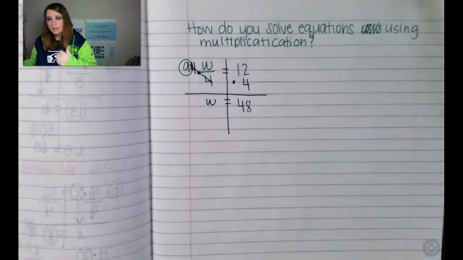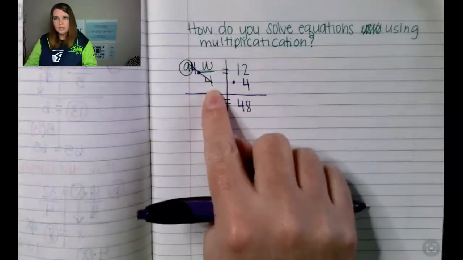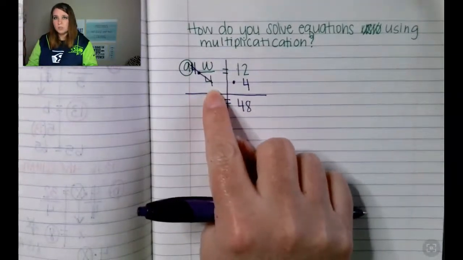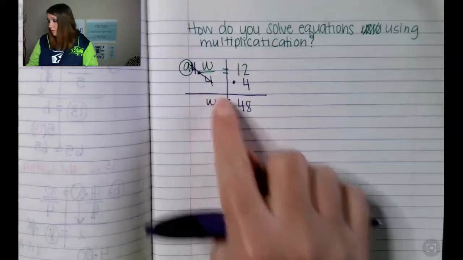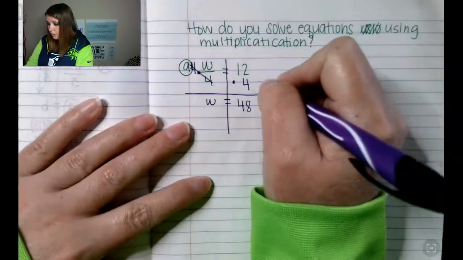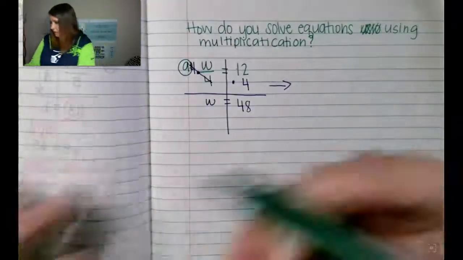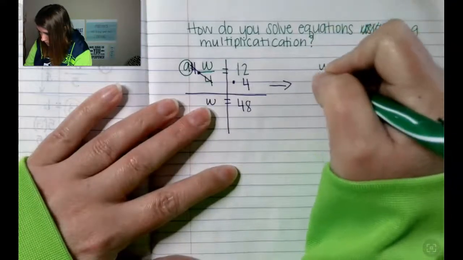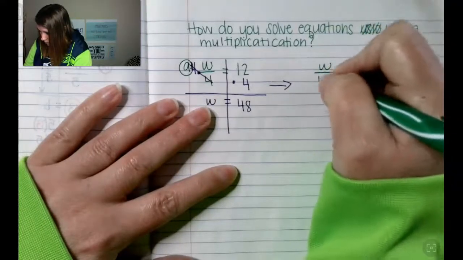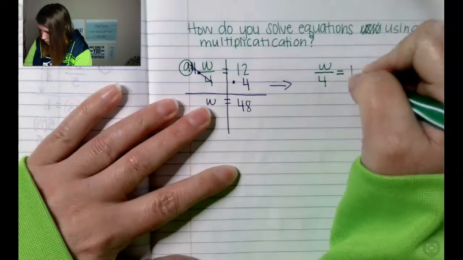So we need to talk about how you undo a fraction so that you can get a whole. We have all the tools and all the knowledge to do this. So really, what this is, is W divided by 4 equals 12.